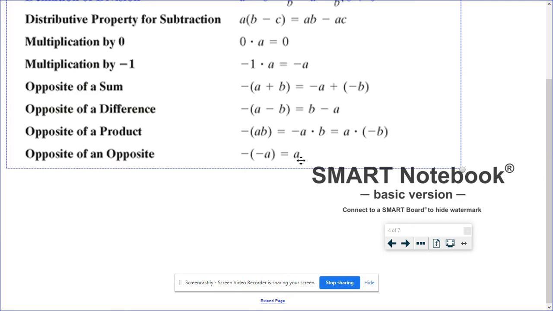All of that is to say, I'm not testing you on each of these things individually. These are just things that you're going to apply as you're simplifying.